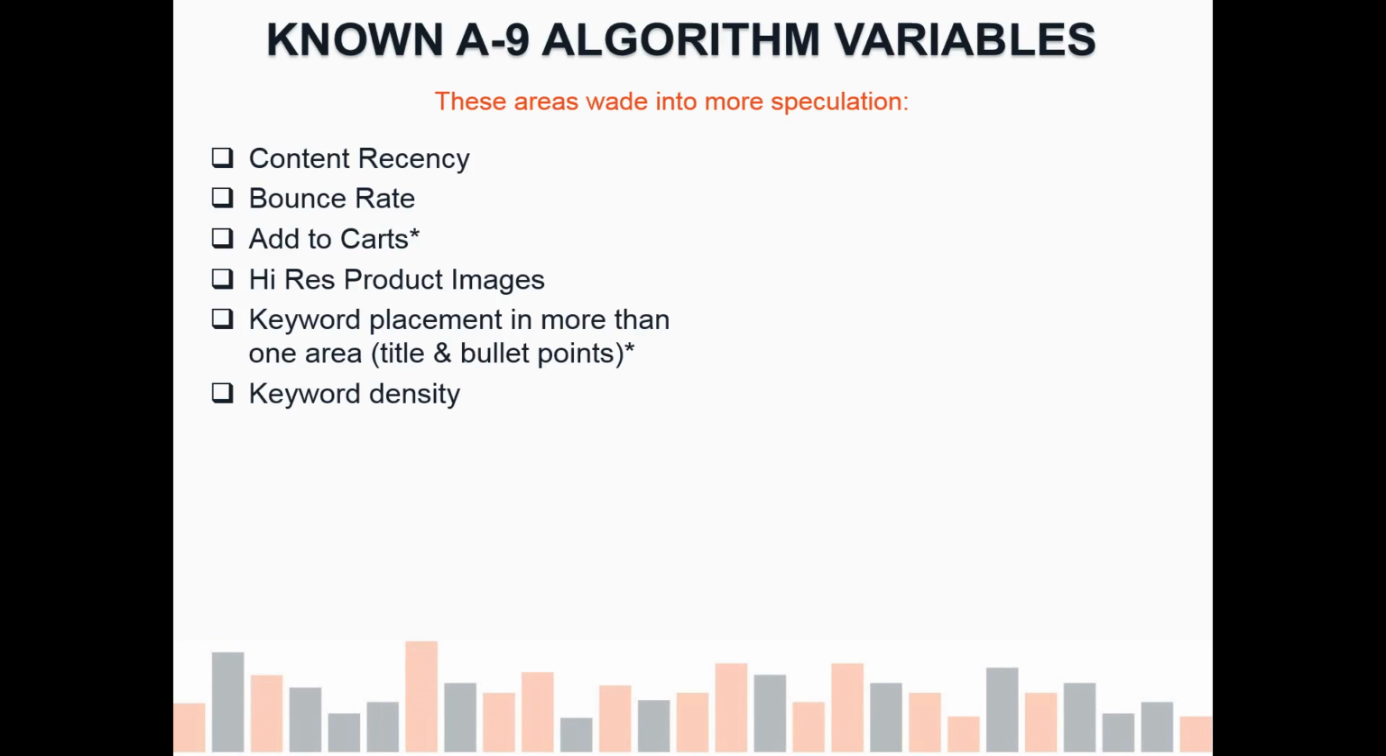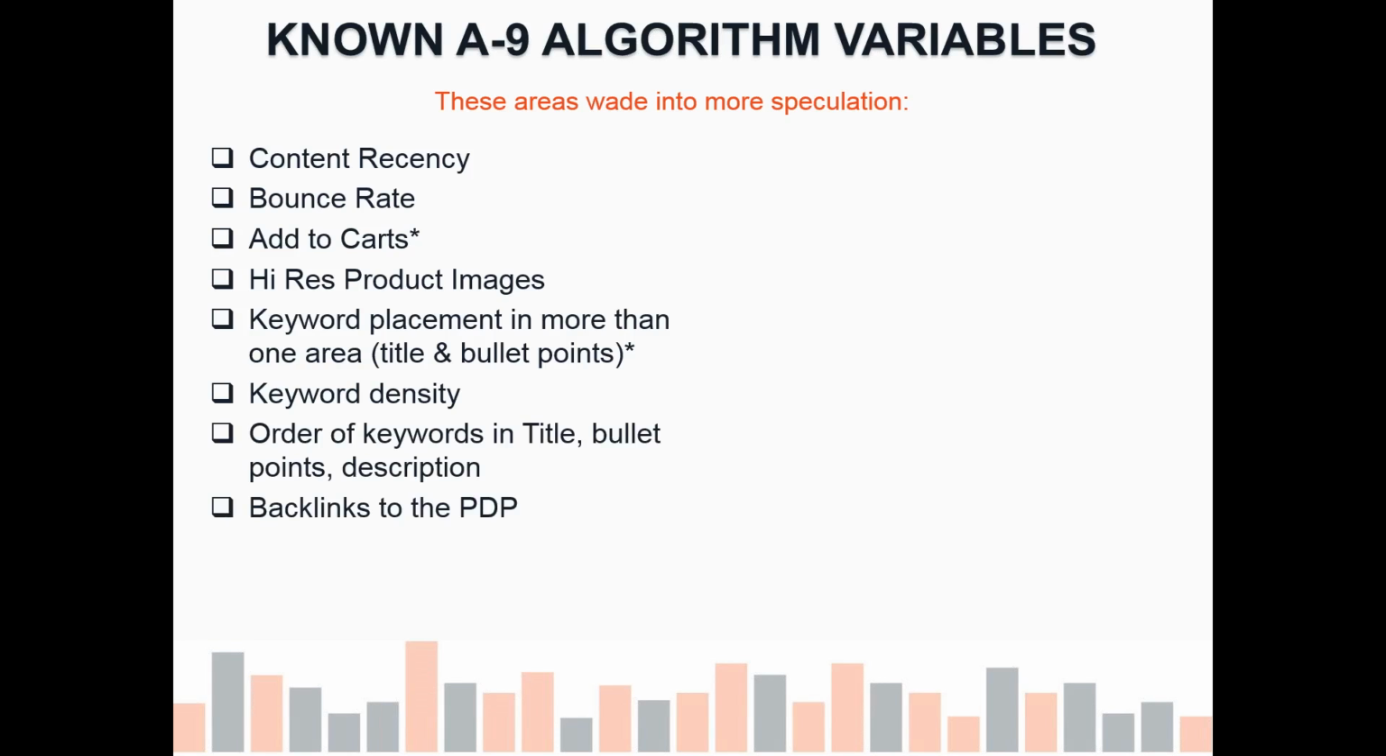Keyword density refers to how often that keyword is placed within a description or a bullet point. And this one is reported by some sellers to benefit, by some it is not. The order of the keywords in any of these areas, again, is in dispute. Backlinks to the product detail page, meaning if you are linking to it from your social media site, from your own website, or even utilizing conventional SEO purposes to drive traffic to that specific product detail page, that is a bit of a controversial issue in how well it actually performs and helps your products to rank better.